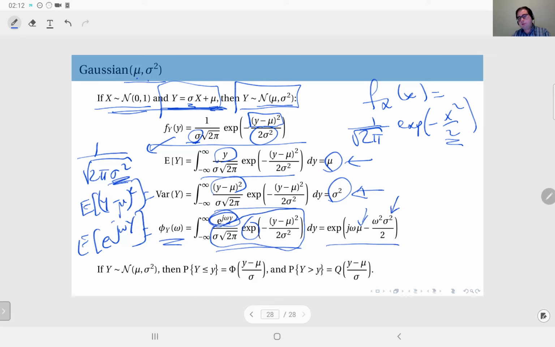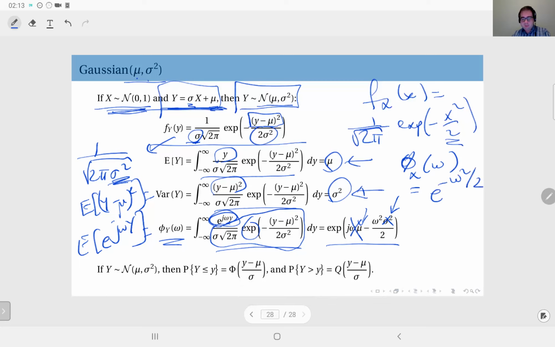And if you apply this to a standard Gaussian with mu equals 0 and sigma squared equals 1, you get from this the characteristic function of random variable x, which is standard normal. It turns out to be e to the power, well, this term will vanish because mu is 0, and this one will be 1, so that is e to the power minus omega squared over 2.